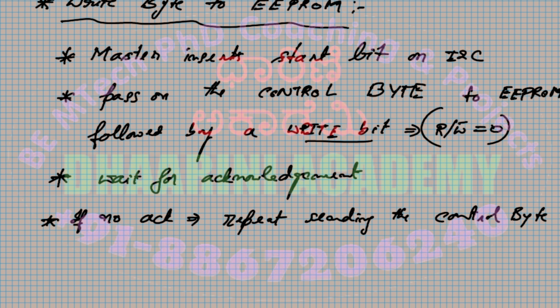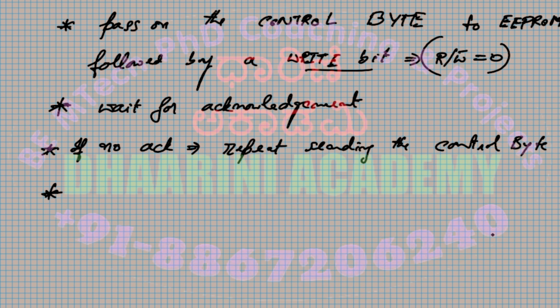But if the master receives the acknowledgement, then it sends the address of the cell where it has to store the byte. Let us assume we are using an EEPROM which has 16 locations, A0 to A15. The master will send the address of that location where it wants to store the data. Because you need to pass an address.